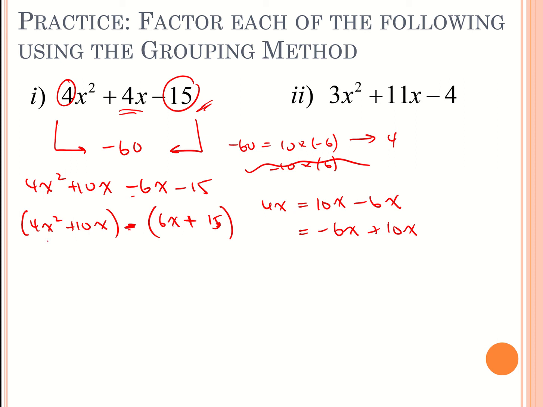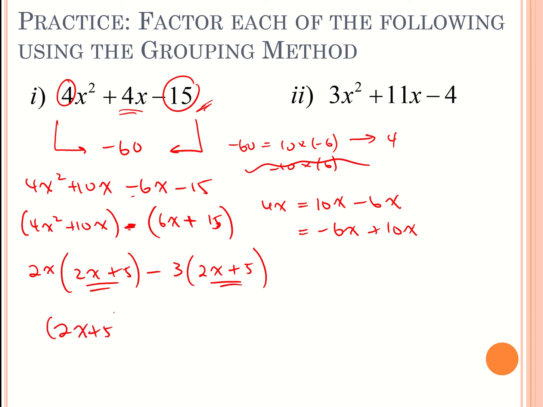After this, factor the greatest common factor. 4 and 10 is 2, so 2x. So you get 2x plus 5. And over here, minus, so between these two you get 3 and then 2x plus 5. You look at the two brackets, they're actually the same, so the groups are the same. So factor the 2x plus 5. And then you're left with 2x, which is from this, and then minus 3. Alright?